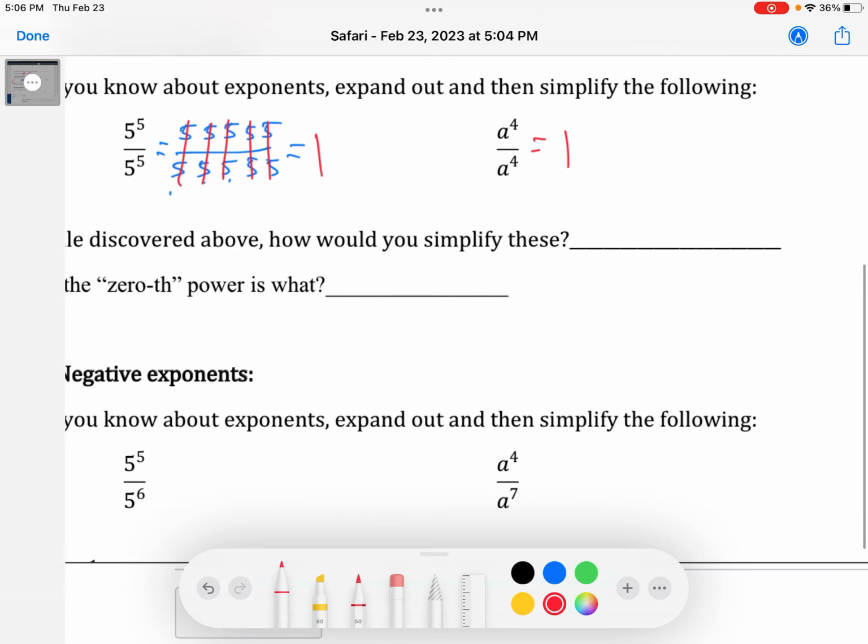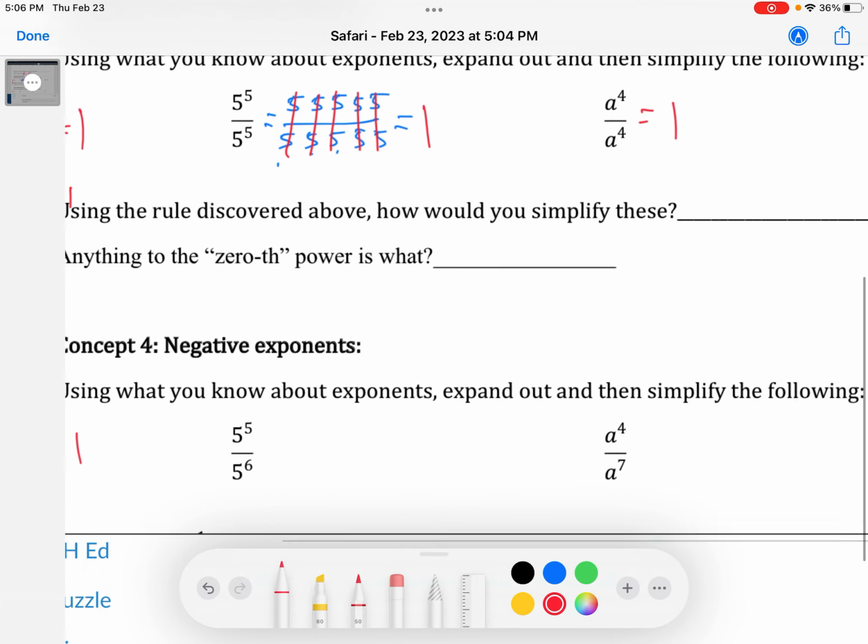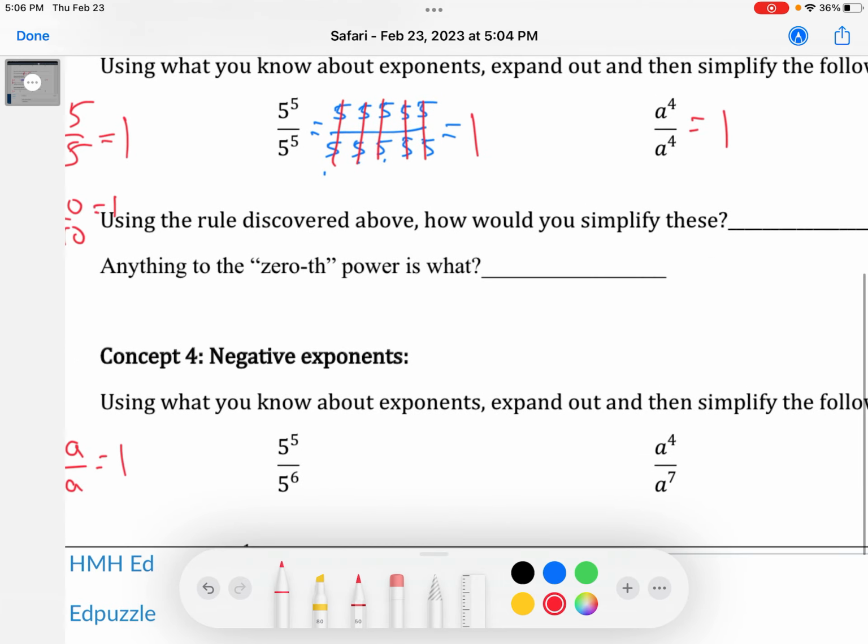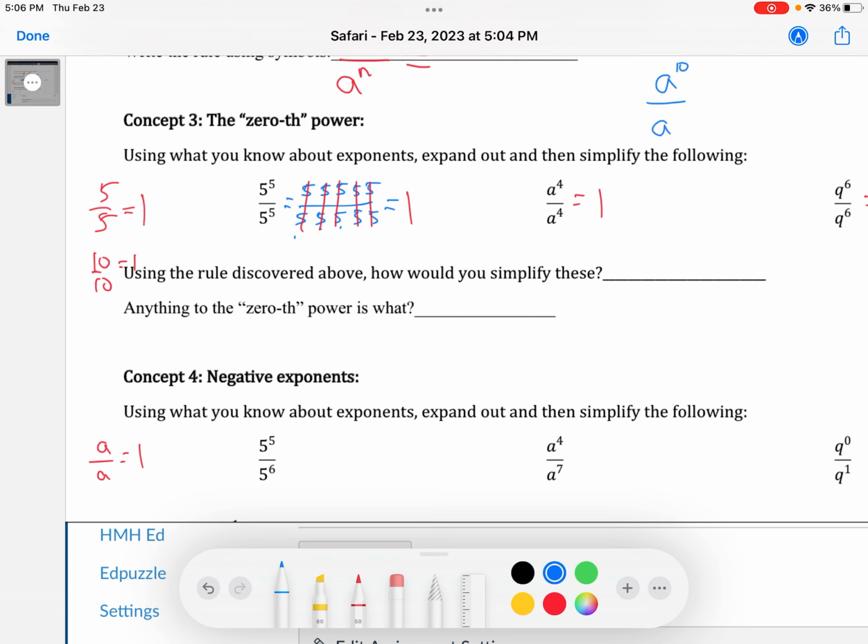But remember that rule we had before? The rule we had before is something about subtracting exponents. So if we remember that rule, it would be something like this. If it was a to the 10th over a to the 3rd, then that's going to be a to the 10 minus 3, a to the 7th, subtracting exponents.